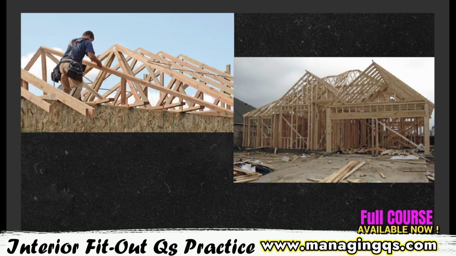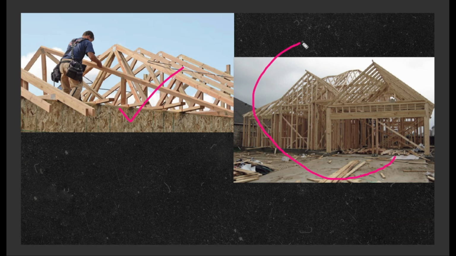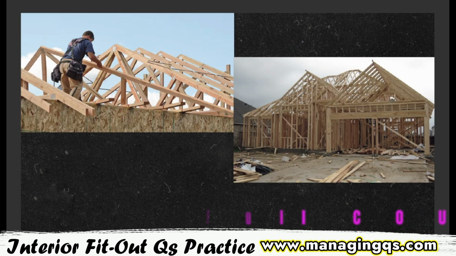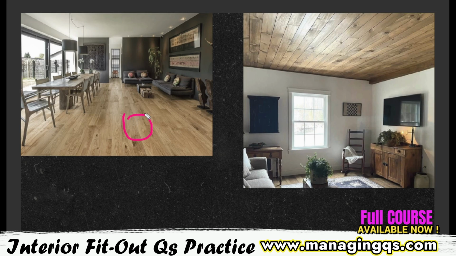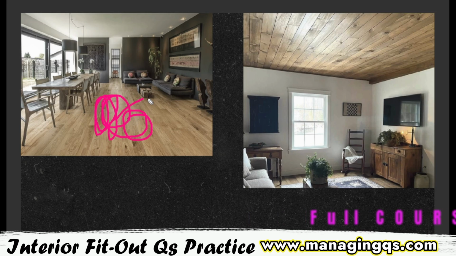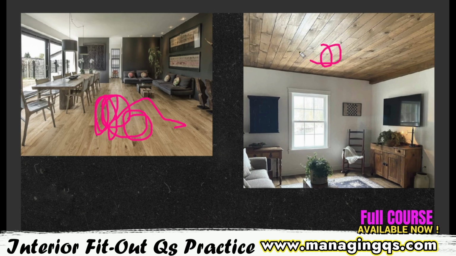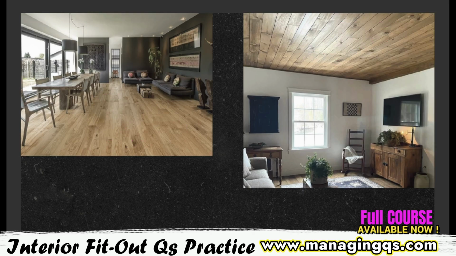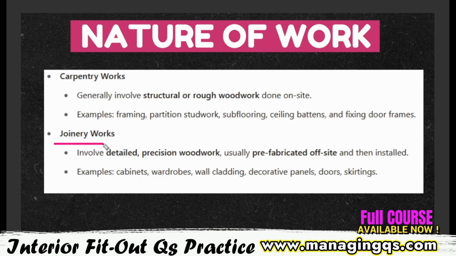I will share some pictures here. You can see there's a roof frame. This is real carpentry work, and this is also one of the building frame structures in wood. This is real-time carpentry work. And you can see the flooring for the buildings, which we can also say is carpentry, and ceiling work we can also consider as carpentry work. Right, so these are the best examples for carpentry work. And you can see the second point, joinery work.